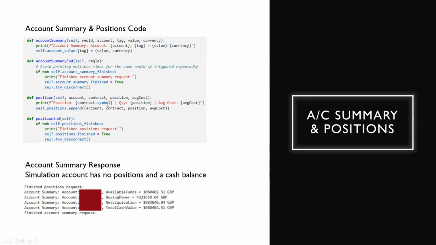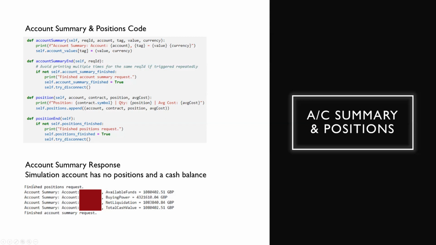And then we should be seeing a pattern here. Once all the positions are reported back, so they'll come back one by one, the code will enter positionEnd, and this will be the callback being called. And then once that's called, we will say that's the end of our positions, and then we'll try to disconnect. Now, this is what it might look like on my simulation account.